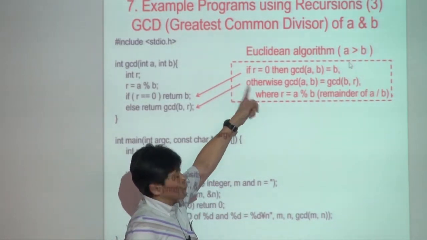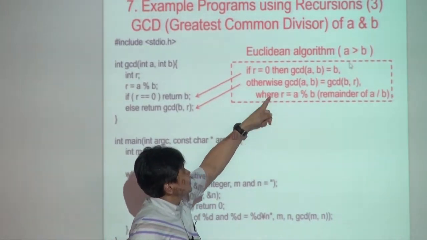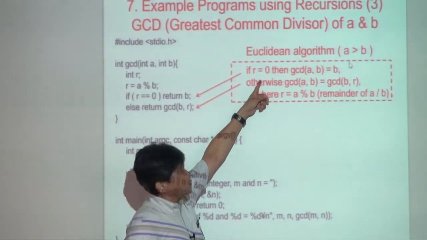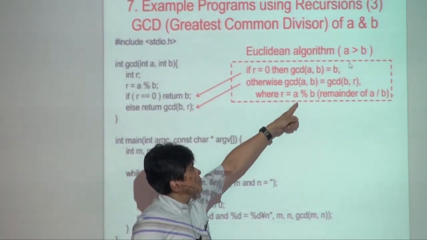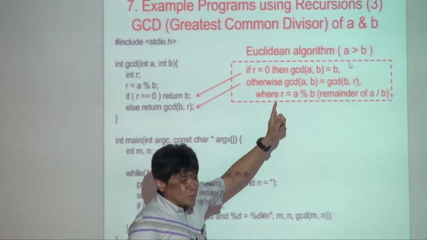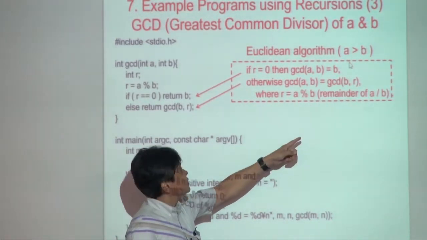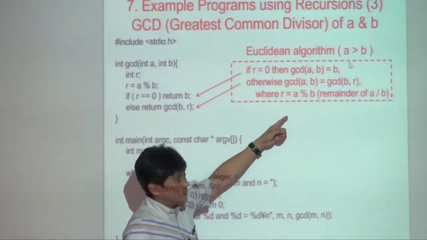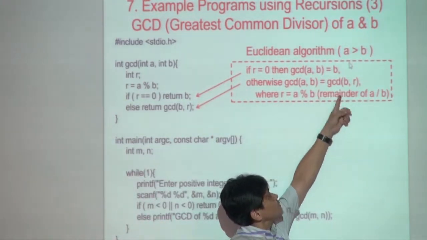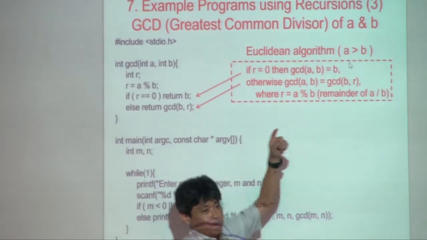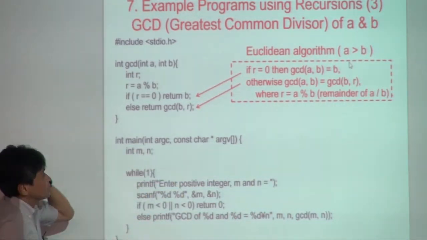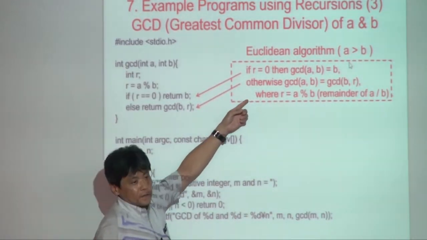Otherwise, if R is not equal to 0, GCD of A and B equals GCD of B and R. This is the Euclidean algorithm. So this part is a recursive call. This is the mathematical definition.